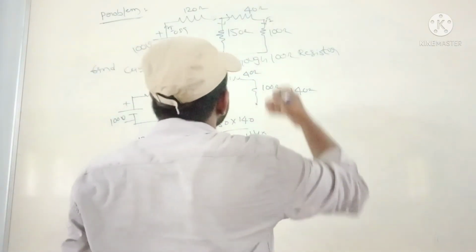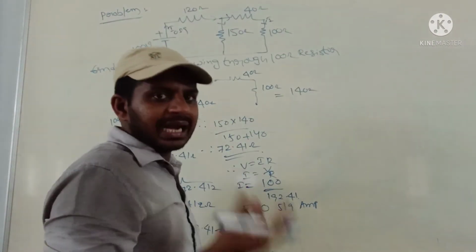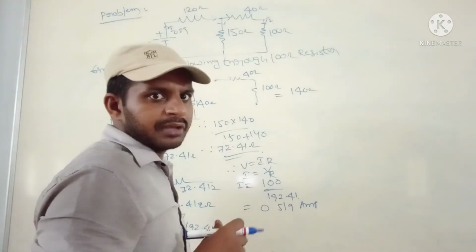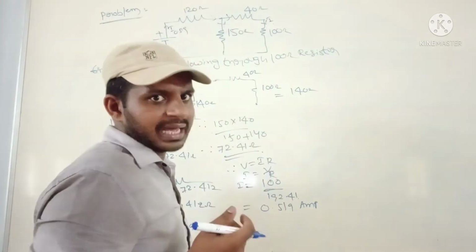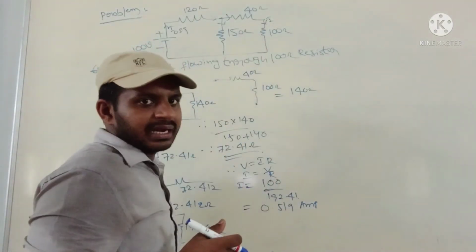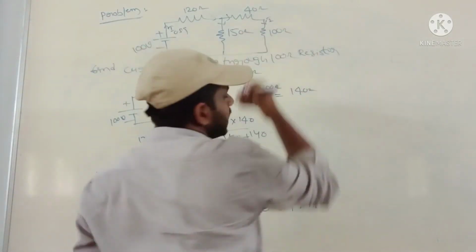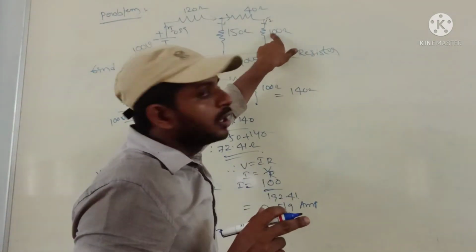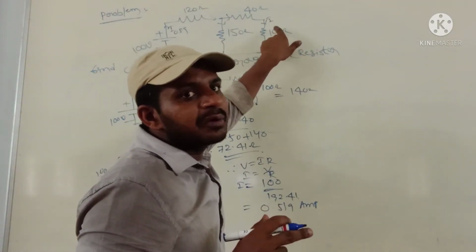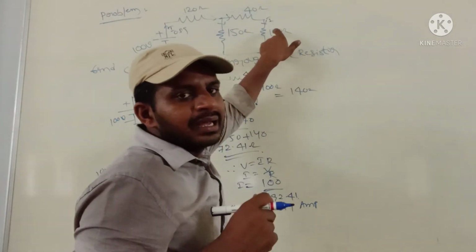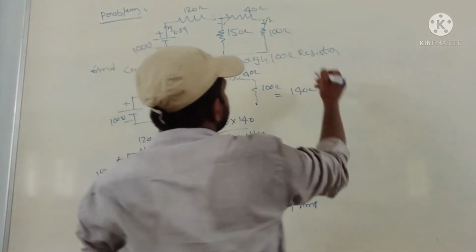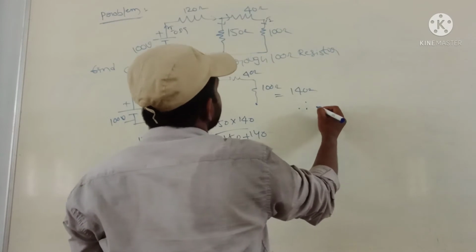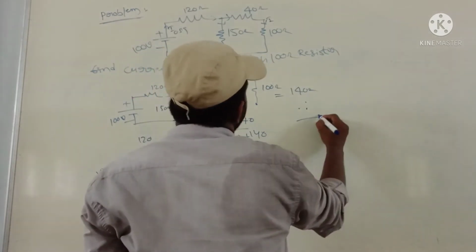So from this circuit, according to the current dividing rule, I think you already know it. If you don't know, I will tell you in a further class. According to the current dividing rule, we calculate the individual current flowing through the 100 ohm resistance. So we simply have to represent it here.